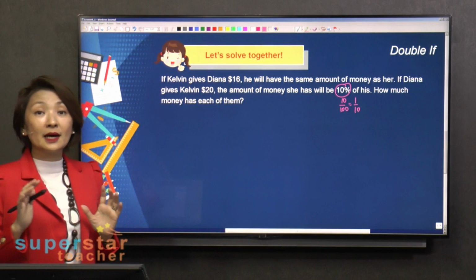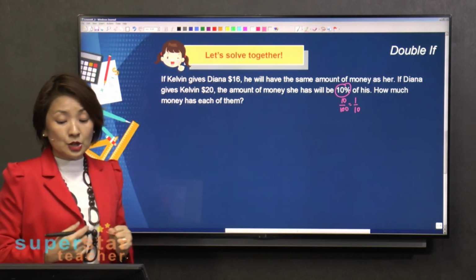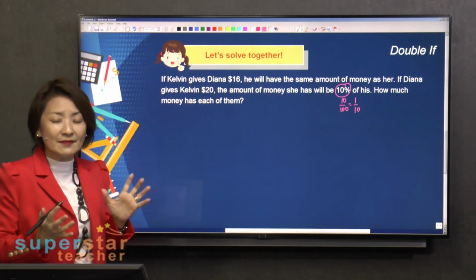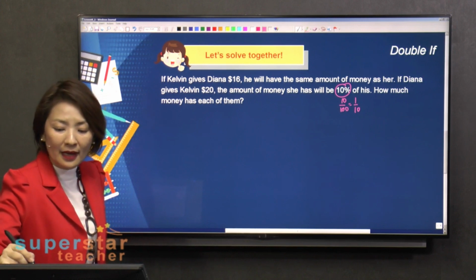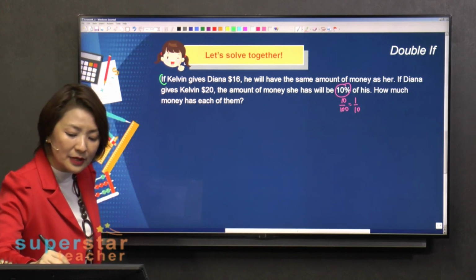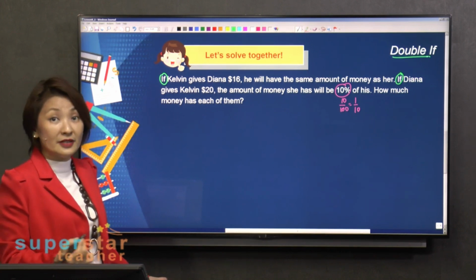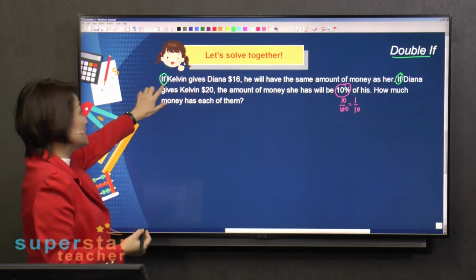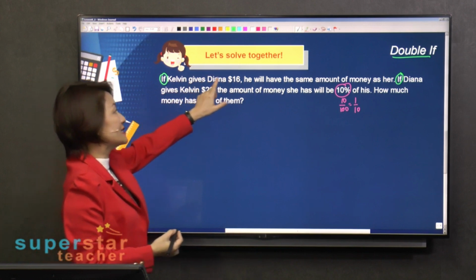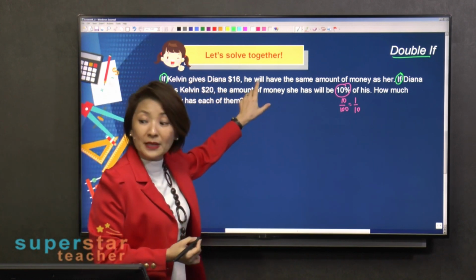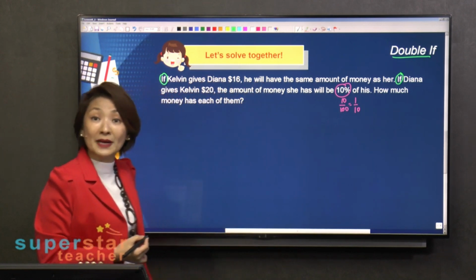Then I work on the if bit by bit. Generally, I will always tell myself that I identify that this is an if and this is an if. So I call it double if. Simple, right? The first if says if Kelvin gives Diana 16, the result will be that he has the same amount of money as her.